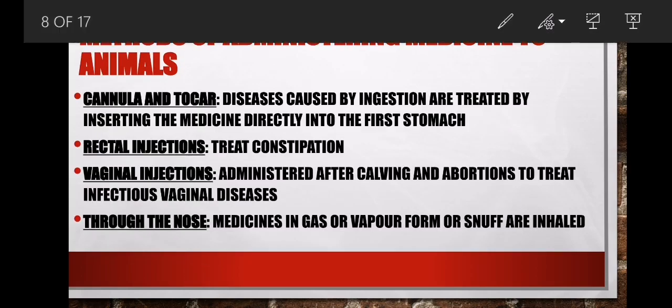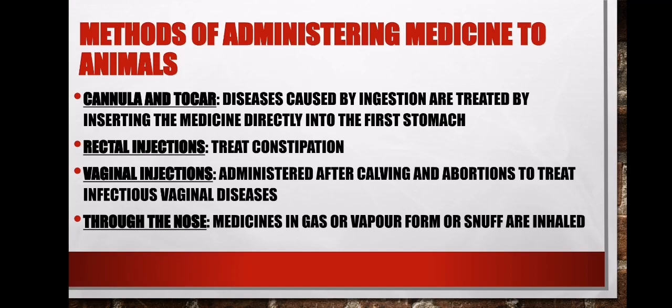Let's move on and look at this. We're still continuing with the methods of application. On this one, I will not take too much on this slide. You have the first one in this slide, cannula and toca. This one we say we treat diseases that affect the stomach. So in this case, we treat diseases that affect the stomach based on something that the animal has ingested. So it's very important to master this one.